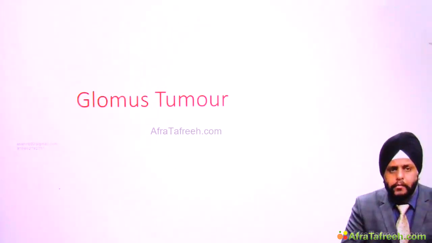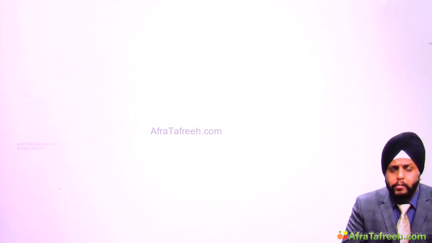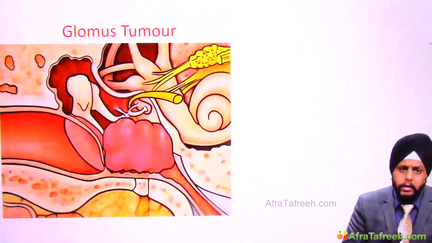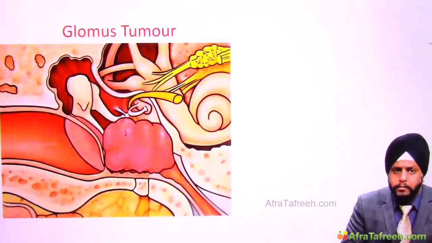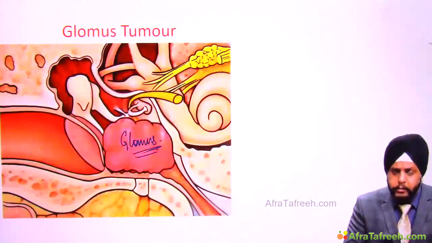Friends, let us come to the next topic, glomus tumor. Glomus is the most common benign tumor of the middle ear. Let's look at this photograph. You can see that this is a vascular tumor, as you can see in this diagram. So this is a vascular tumor in the middle ear. This is the most common benign tumor of the middle ear.